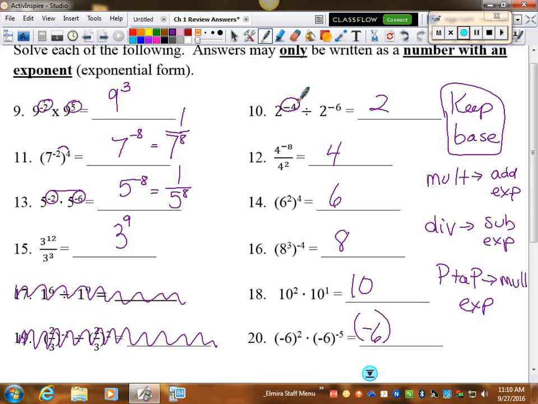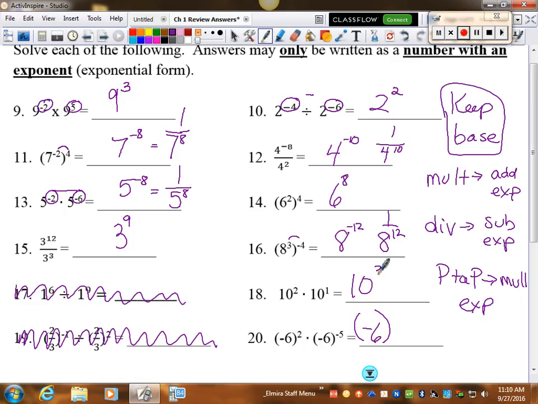Watch your signs. -4 take away -6 is actually a +2. Okay. -8 take away 2 is a -10. So that's 1 over 4 to the 10th power. 6 to the 8th, multiplying exponents, -12th, so 1 over 8 to the 12th.